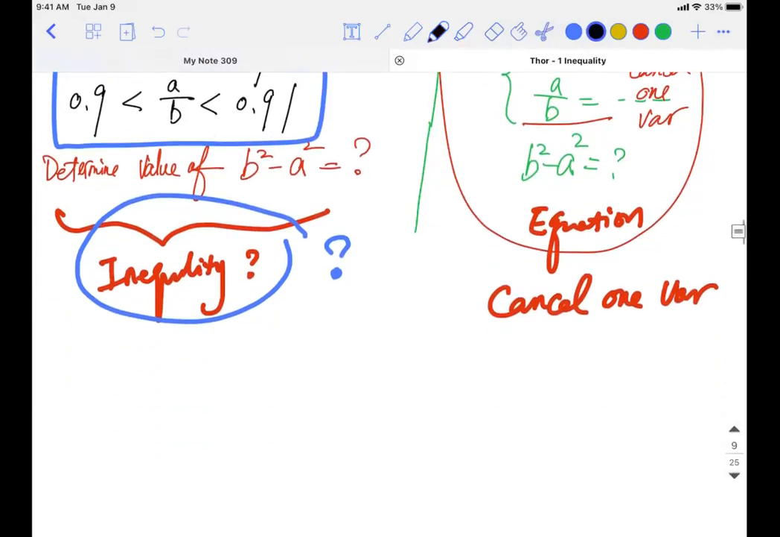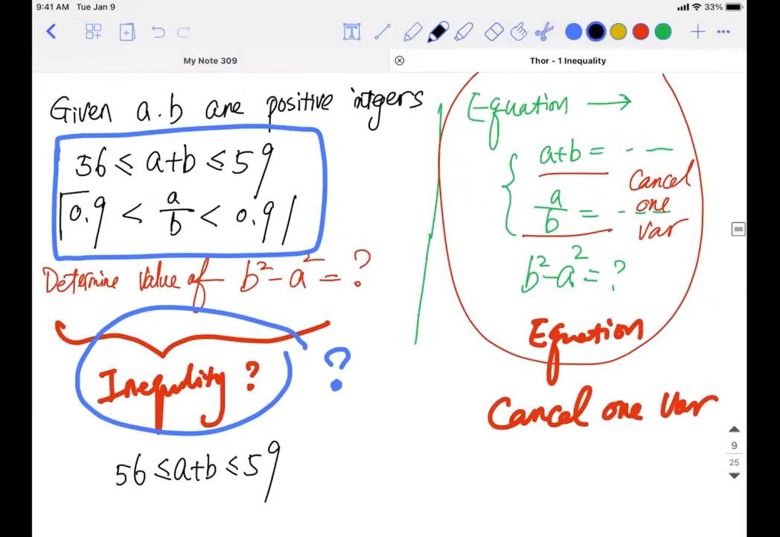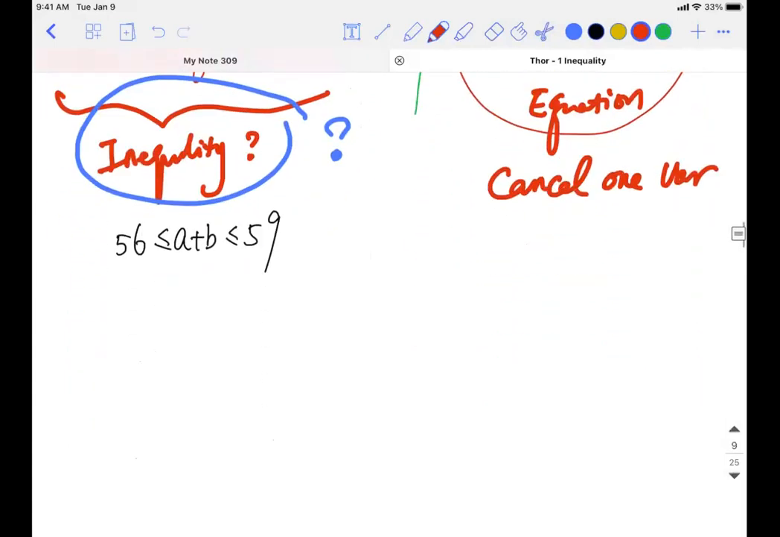Okay, I'm going to write it here. 56 is less than A plus B, which is less than 59. The second one is here. I don't like to see B as a fraction, so I'm going to multiply B on both sides of this inequality. Therefore, I can cancel out B. I don't want to use a fraction. So if I times B, this is canceled, this is B, which makes sense. I'm going to rewrite it here.